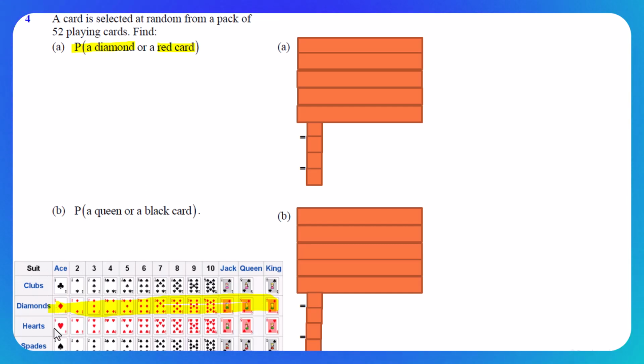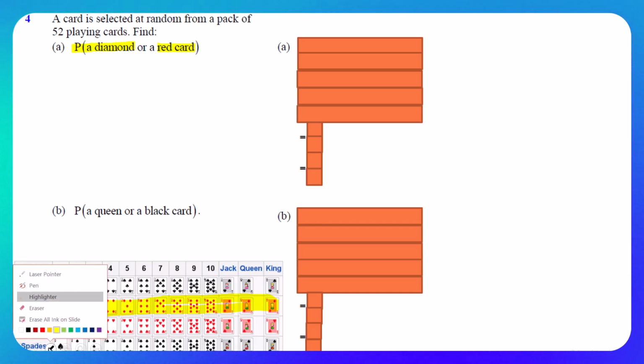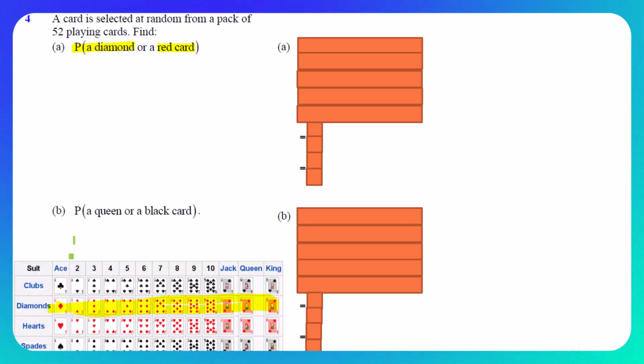Okay, and then the red cards, I'm going to choose a different color to highlight with because I'm going to show you that we do have an overlap. Okay, I'm going to choose green. Okay, our red cards are here. We've already counted those 13. So we're going to be adding those 13 back in. We're going to have to remember to take those out again.